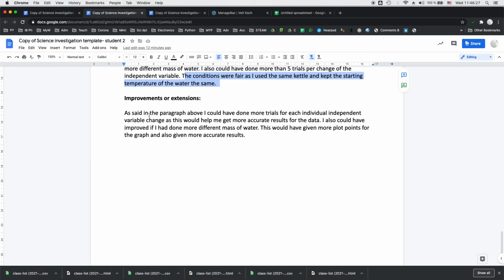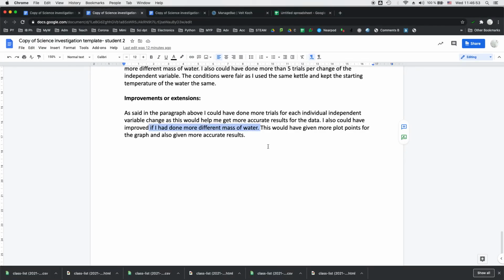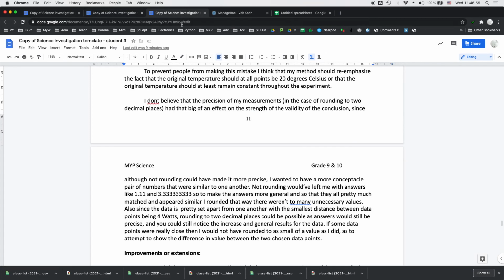these ones here, also very brief. Different masses of water. Yeah, that's a good idea. Only 4 data points. That's a bit too little. 5 would be the minimum, I would say. But it doesn't really go into much detail. So for this one here, I would say it's somewhere 2 to 3. I wouldn't give more than that for these improvements.